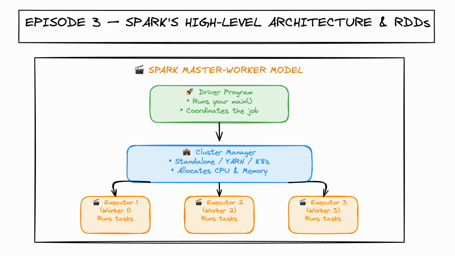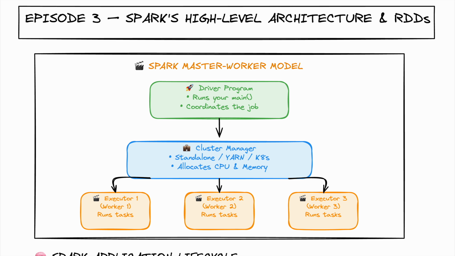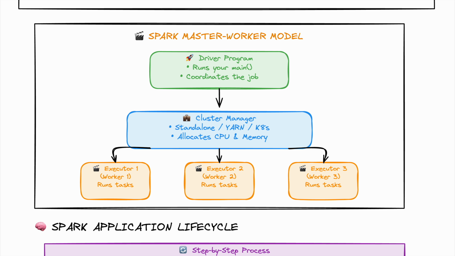Today we are going to talk about the high-level architecture and the RDDs in Spark. So first, let's take a look at the Spark architecture on a very high level. On the very high level, we have a master and worker model. What it means is a Spark application starts with the driver program. Driver is basically the brain of Spark.